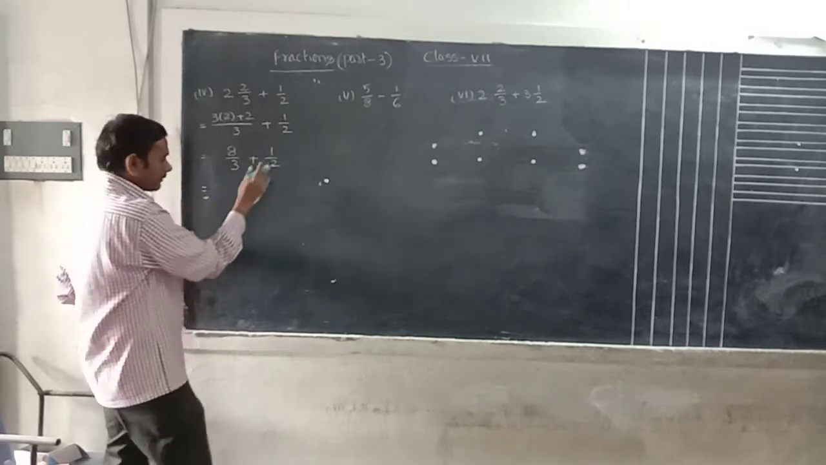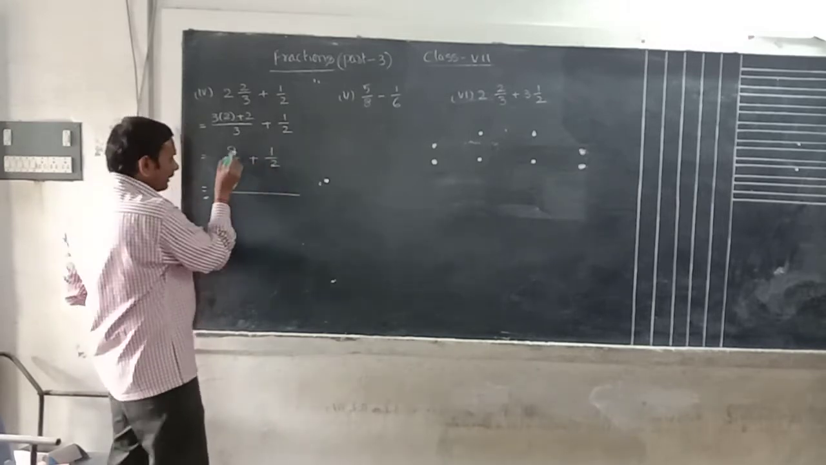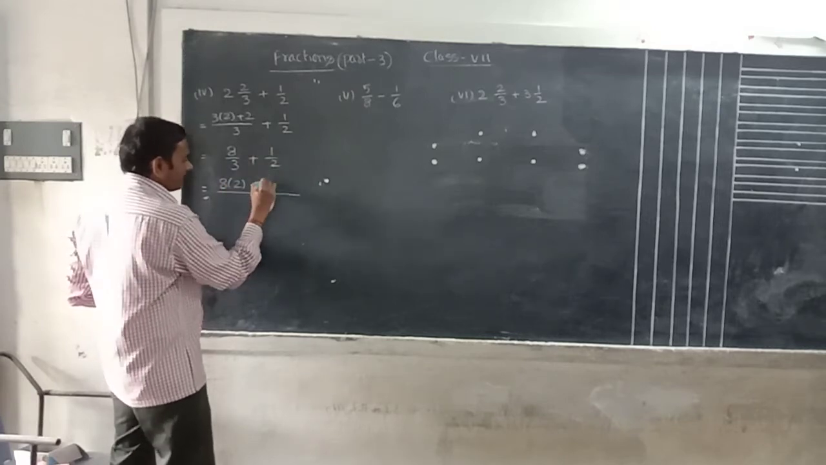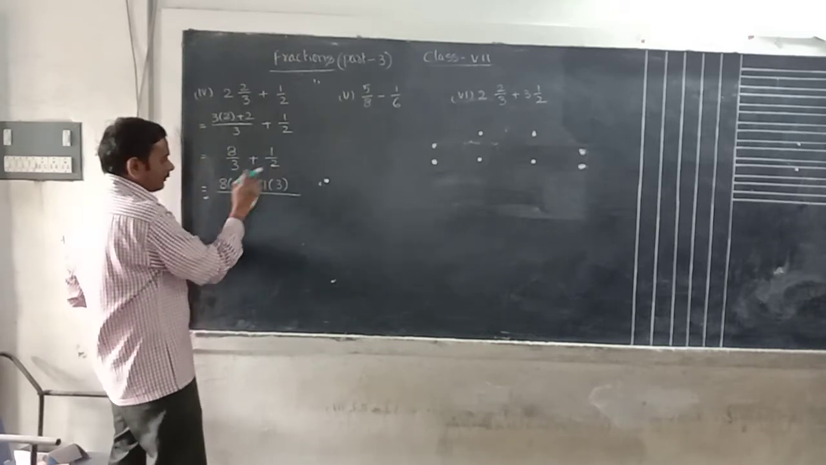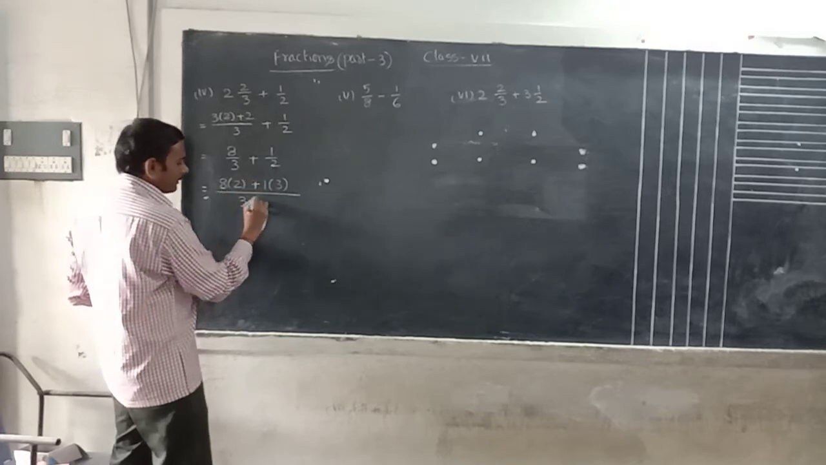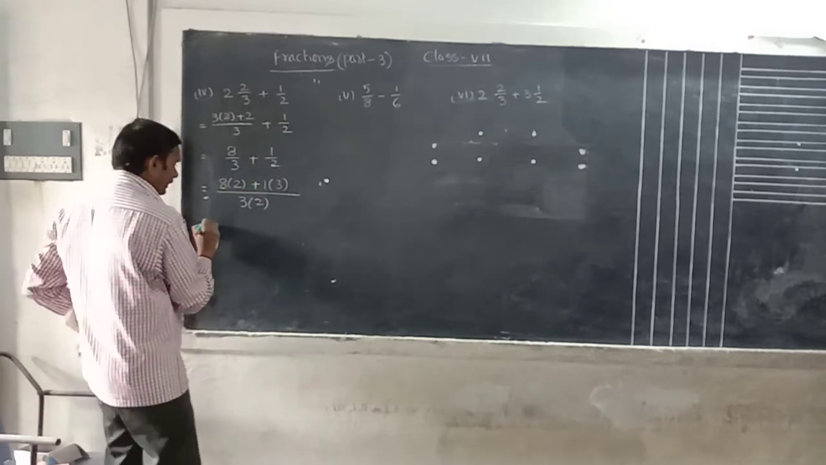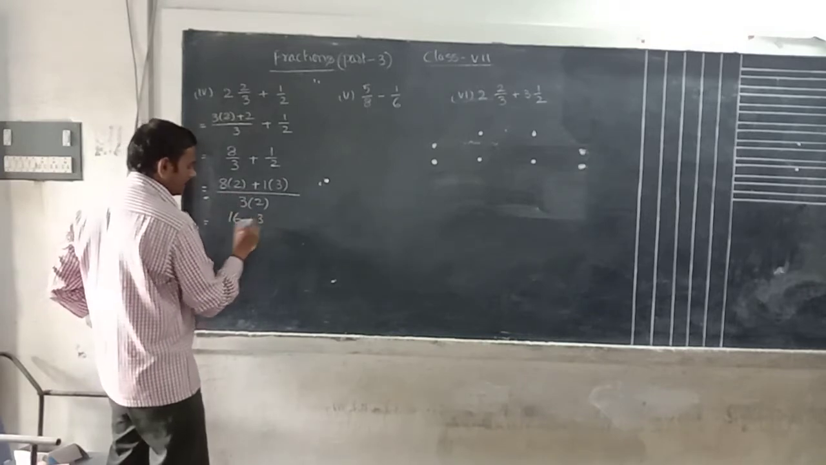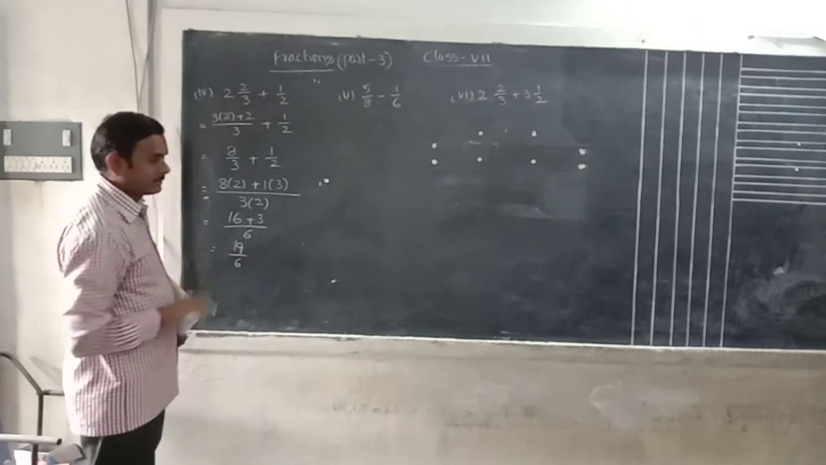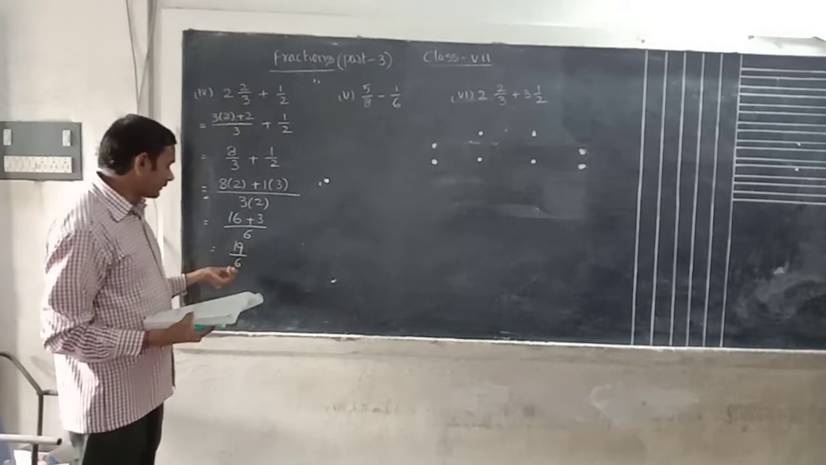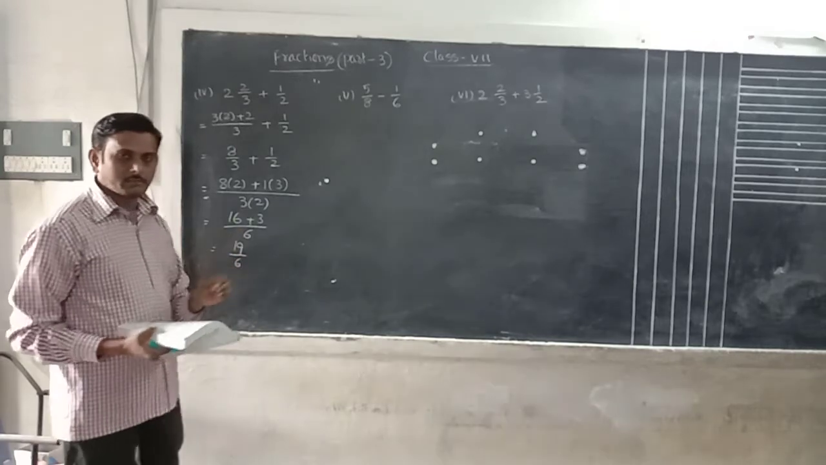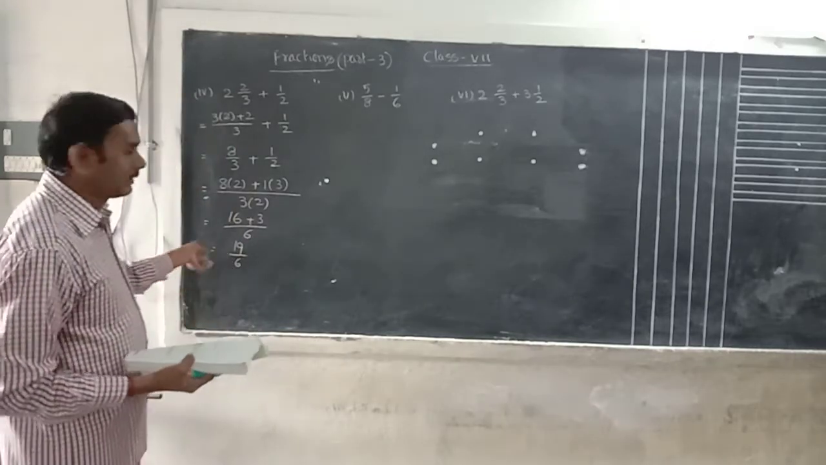Now cross multiply. Draw a line. 8 into 2 plus 1 into 3, by the denominators, which are only multiplied, 3 into 2. 8 twos are 16, 3 ones are 3, 3 twos are 6. 16 plus 3 is 19 by 6. That is the answer. But this one we can convert to a mixed fraction also. No problem, otherwise we can leave it.